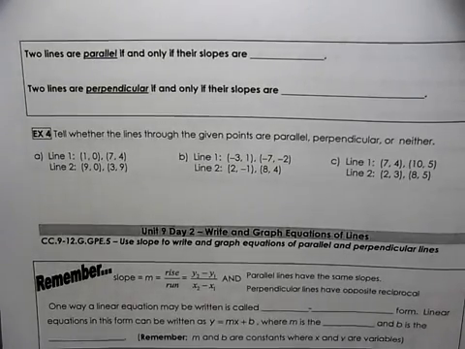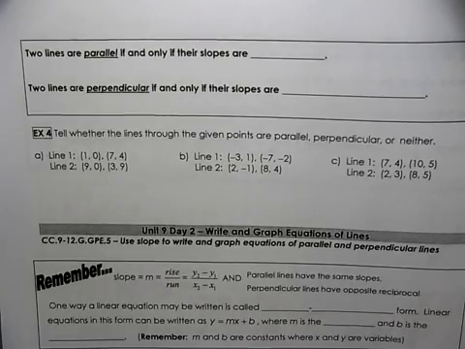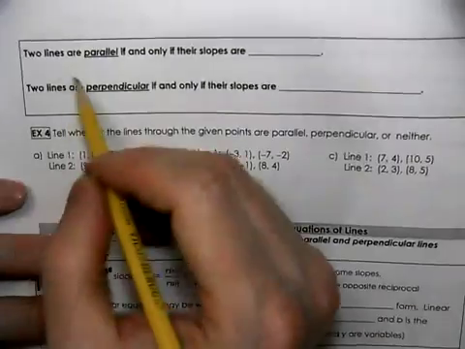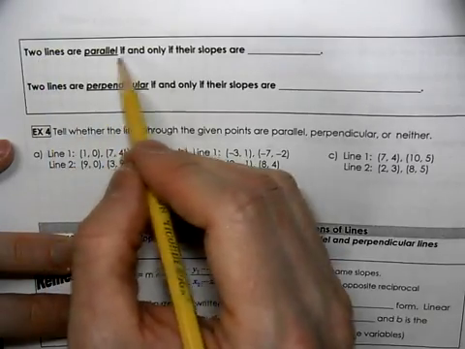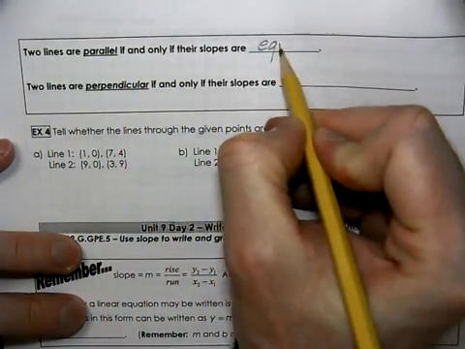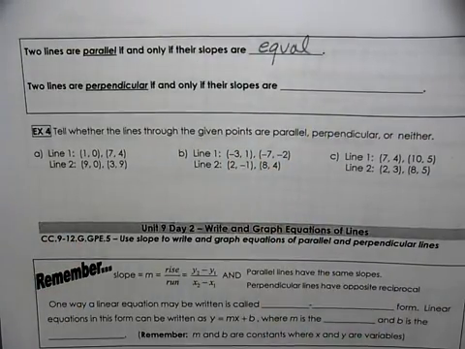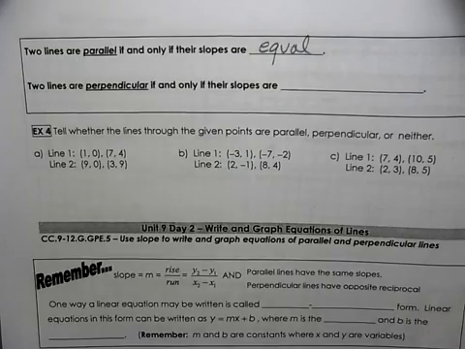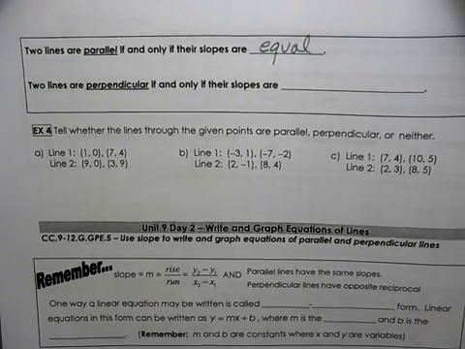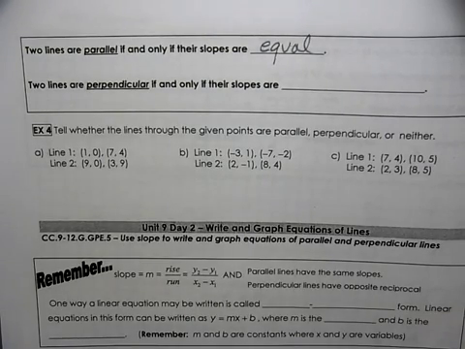On the other side, we're looking at what do slopes look like if 2 lines are parallel. 2 lines are parallel if and only if their slopes are equal. So if their slopes have the same number, then those 2 would be considered parallel to each other. If they're both going up 1 over 2, then they're never going to intersect. They'll be parallel.